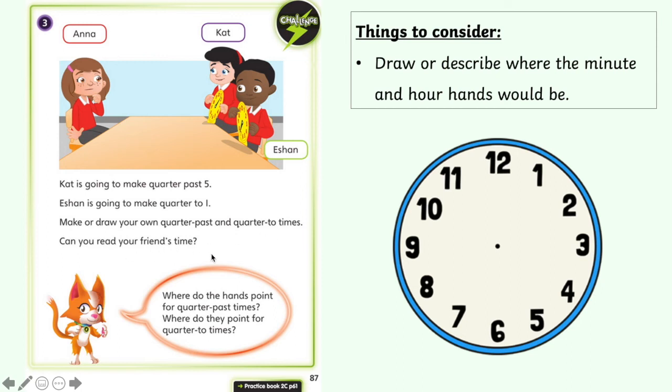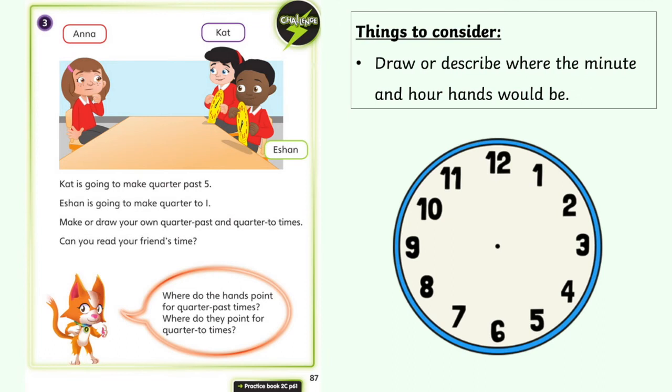Can you read your friend's time? So have a go at picking a time, quarter past or quarter to, and either draw or describe where the minute and hour hands would be. Click pause here and have a go at that if you can.